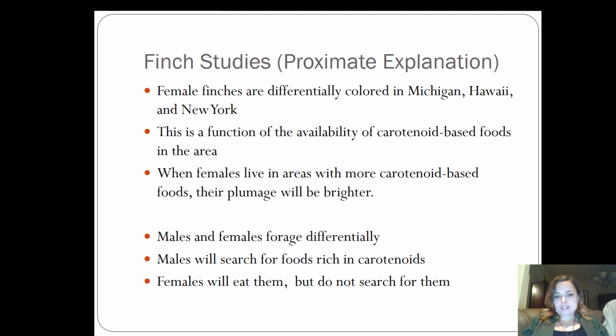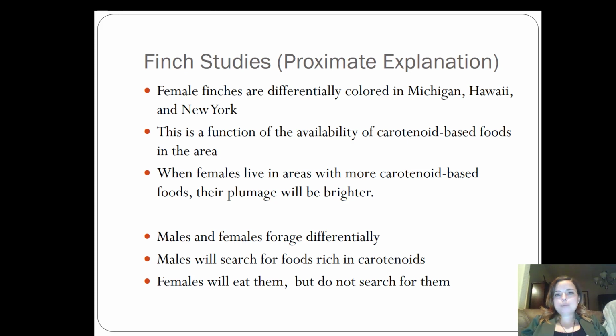This is a proximate explanation, but let me take this a little bit further. The finches are colored differently in Michigan, Hawaii, and New York, and that has to do with their access to carotenoid-based foods. If they live in an area where there are more carotenoids naturally existing in the environment, we find that overall their plumage is brighter. But we should hold it in our mind that males and females do forage differentially. Males will seek out more carotenoids than females, and females will eat them if they're there, but they don't search for them.